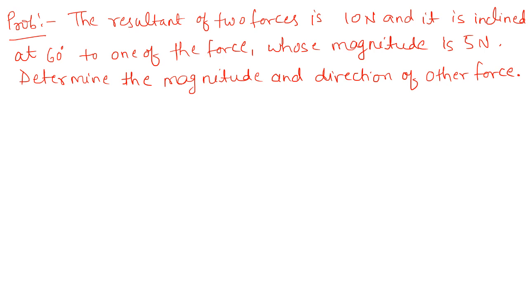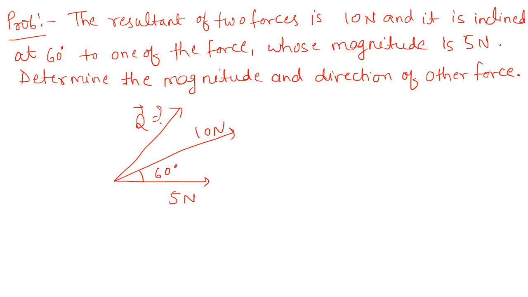Now if you want to plot this figure, suppose these are the two forces. One is P, which is 5 Newton, and the resultant is 10 Newton, and this makes an angle of 60 degrees. Let's suppose the other force is Q. Here we only assume the forces, not vector signs. So you should determine the value of Q.